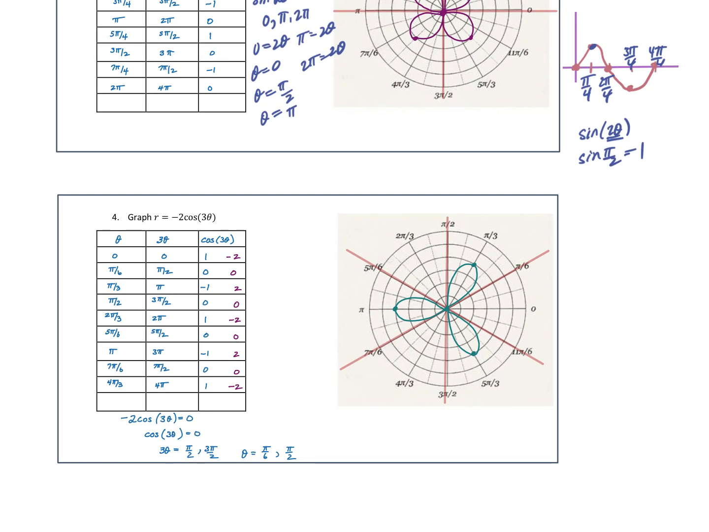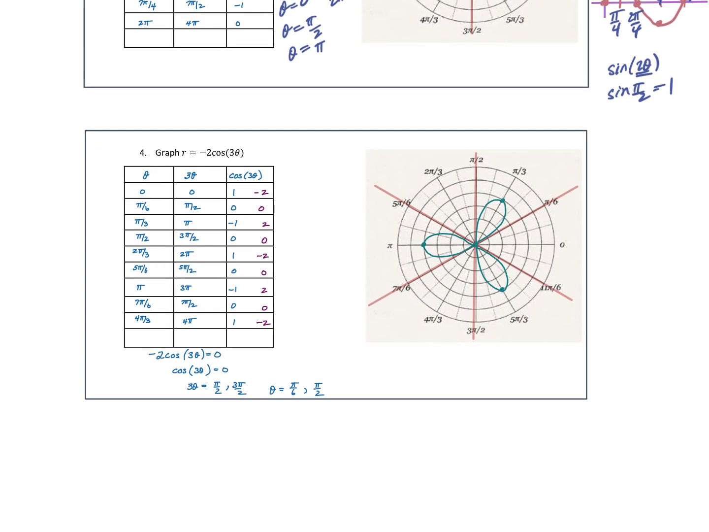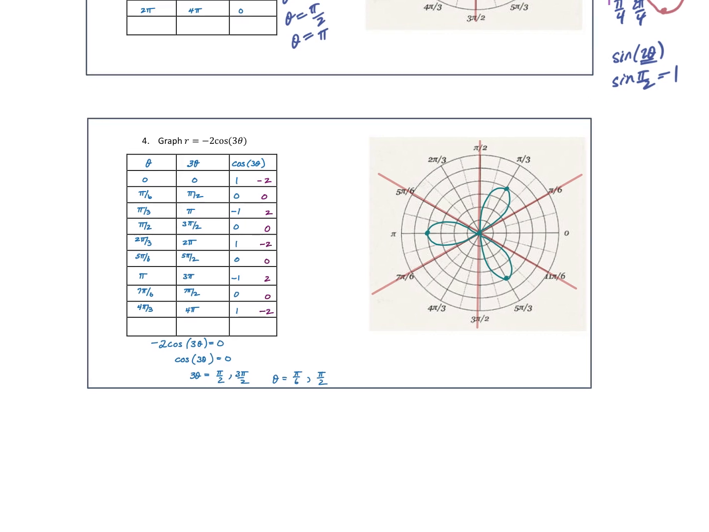3 theta, so again, we're looking at 3 petals. We're going to first set it equal to 0, so I did that down here. So cosine of 3 theta equals 0. We know cosine equals 0 at pi over 2 and 3 pi over 2. So we do 3 theta equal to pi over 2, 3 pi over 2. Again, I'm just going to make a point again. So we have -2 cosine of 3 theta.